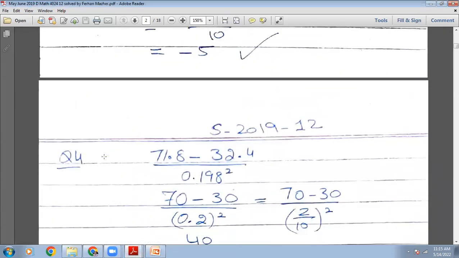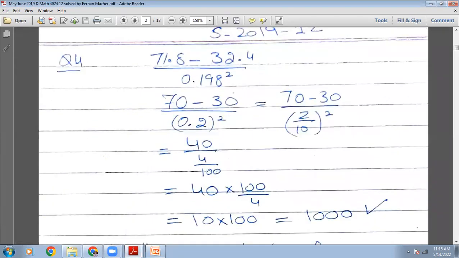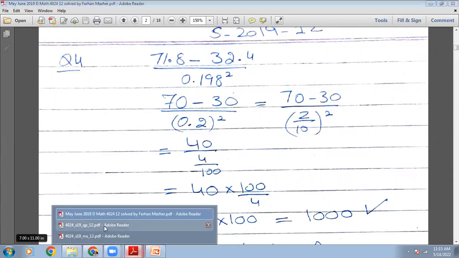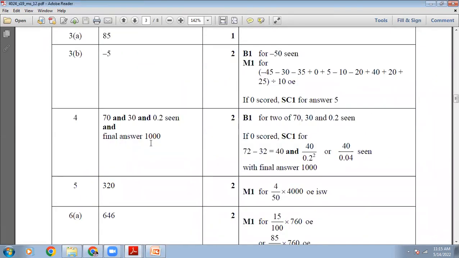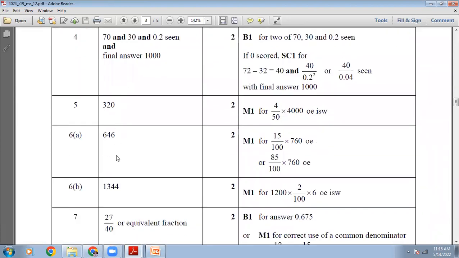So let me show you my work. Here we go. So 71.8 can be written as 70, 32.4 will be 30, 0.198 squared will be 0.2 squared. So you will have 70 minus 30, that will be 40, over 0.2 means 2 by 10 and its square will be 4 by 100. So when this fraction comes upstairs, it will be flipped and you will have 40 multiply 100 divided by 4, 4 and 40 will be cancelled. You will have 10, 10 multiply 100 is 1000. So our answer is 1000. So our answers are right, sir.